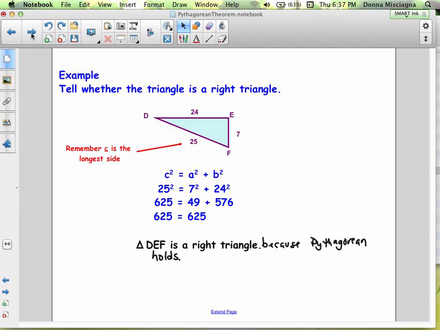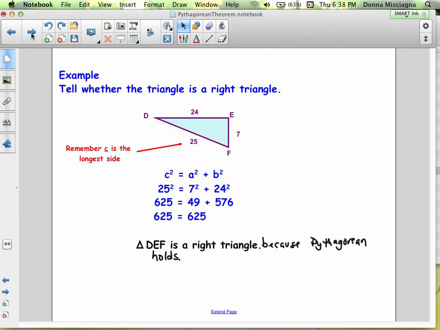Right, so here's an example. Tell whether the triangle is a right triangle. Right, so we have three sides, 7, 24, and 25. 25 is bigger than 7 and 24. That's the longest side. All right, so we're going to substitute that for c. All right, so 25 squared equals 7 squared plus 24 squared.